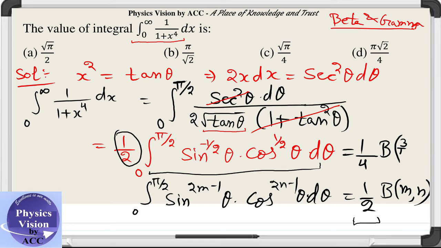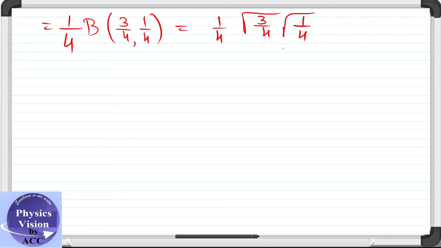Okay, so our task reduces to calculation of this factor beta of 3 by 4 comma 1 by 4, which is given as gamma 3 by 4 gamma 1 by 4 divided by gamma of 3 by 4 plus 1 by 4. As in the denominator, 3 by 4 plus 1 by 4 is 1 and gamma 1 is 1, so we need to calculate this factor only, which is calculated using the duplication formula of gamma function.